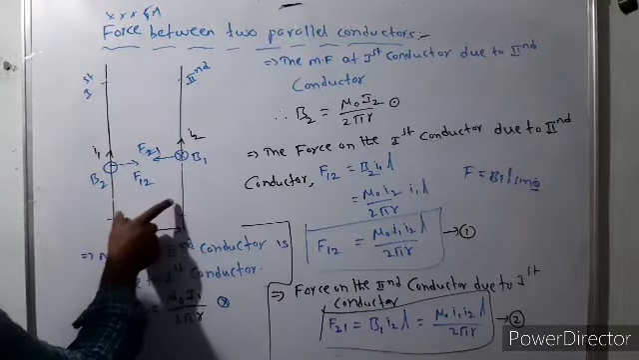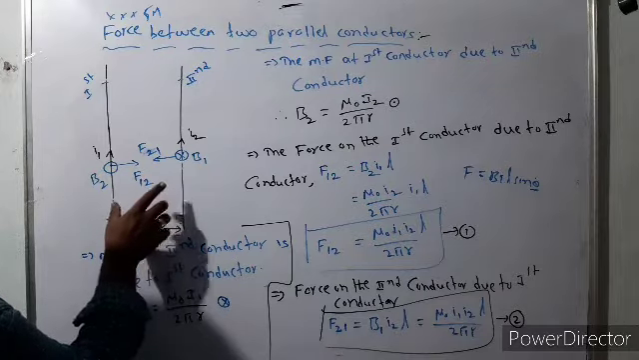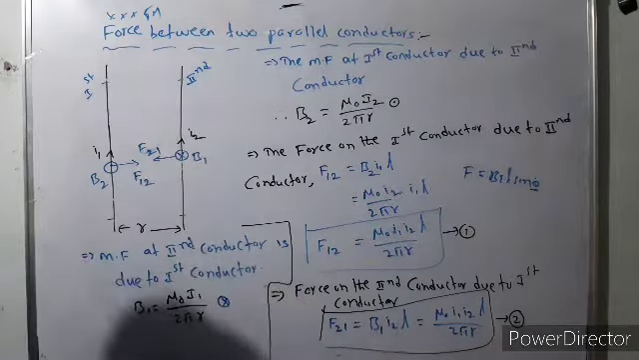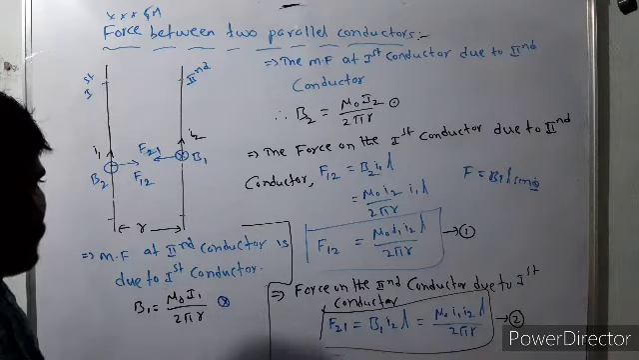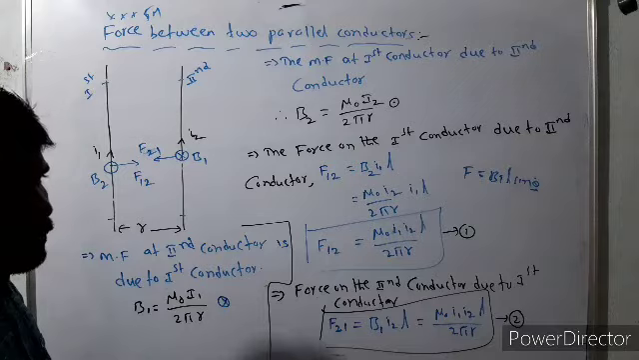Okay. From this I want to tell one point. Here, two parallel conductors are carrying currents in the same direction. If the current directions are the same, the two conductors attract each other with equal amount of force.